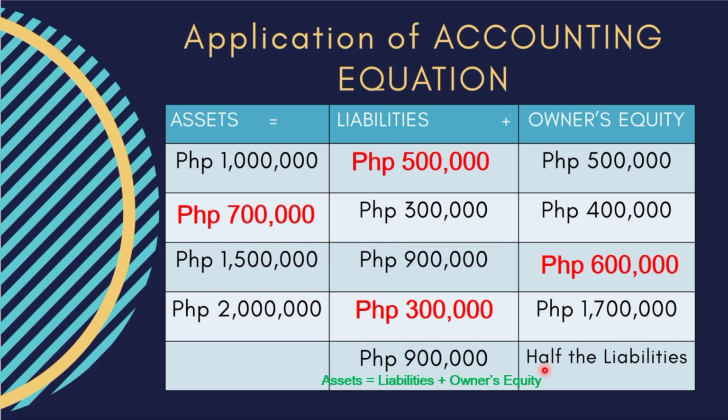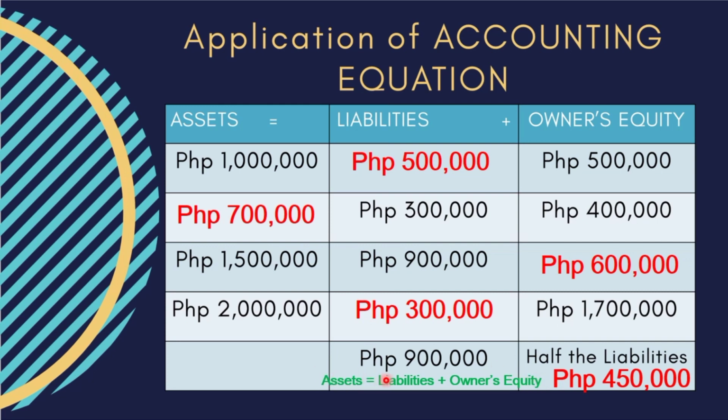So there is a condition. The condition is owner's equity is half the liabilities. So we will solve the value of the owner's equity. Owner's equity is 900,000 times 0.5, which is 450,000. Then we can now solve for the value of assets. So direct substitution to the formula.